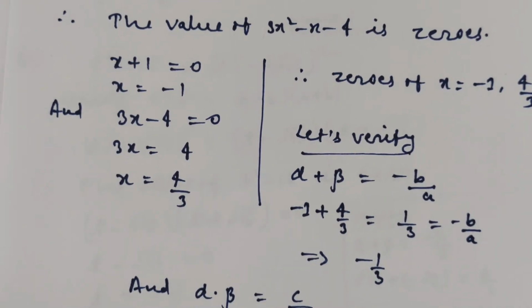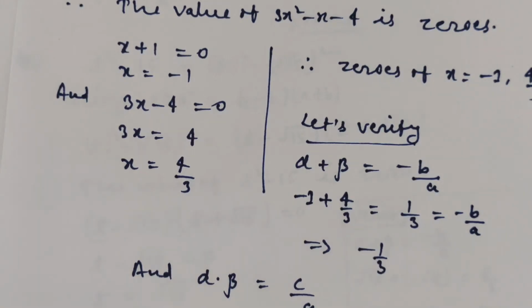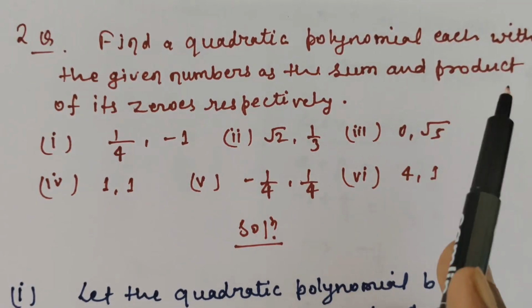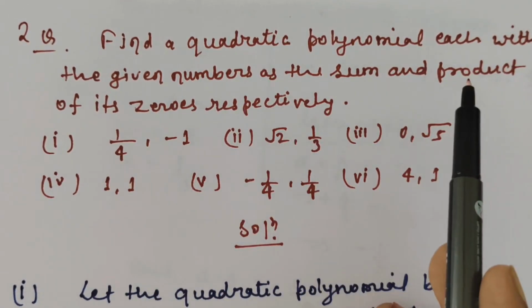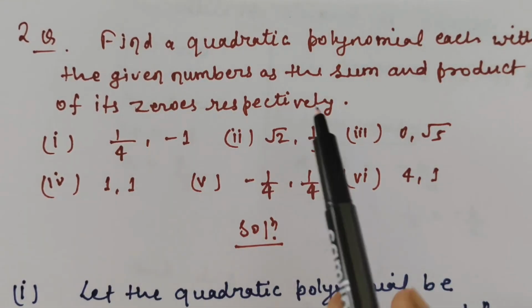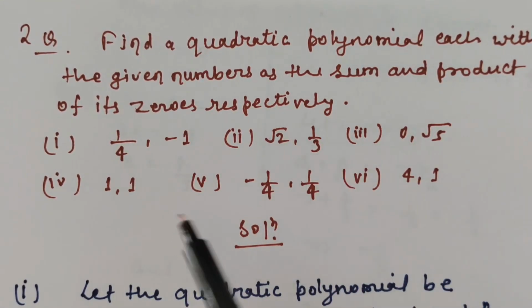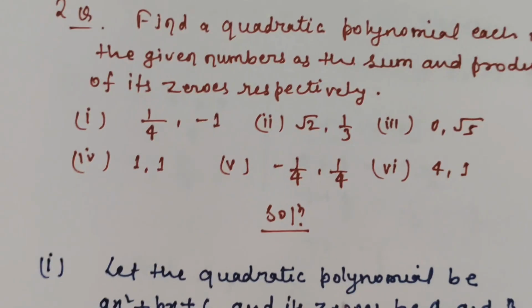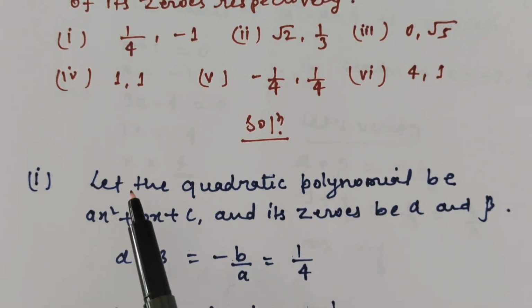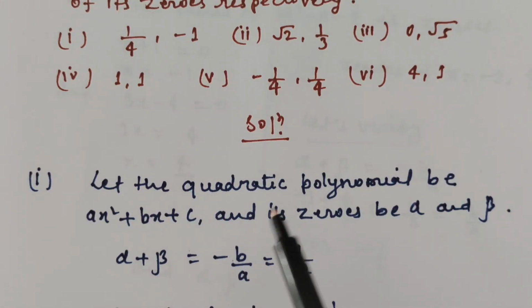Okay, these are the solutions of question number 4, which contains 4 questions, and I have question number 2, which also talks about finding the quadratic polynomial. Here two things are given: the sum of the zeros and the product of the zeros. In this question there are also 6 parts. So how can we solve it? You can see this is the structure, or manner, of the solution for this question.